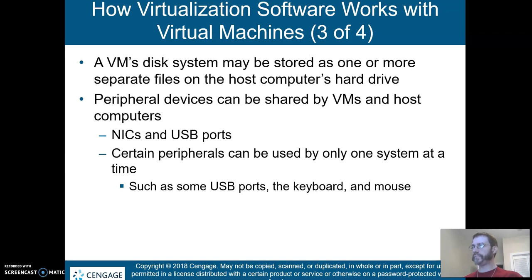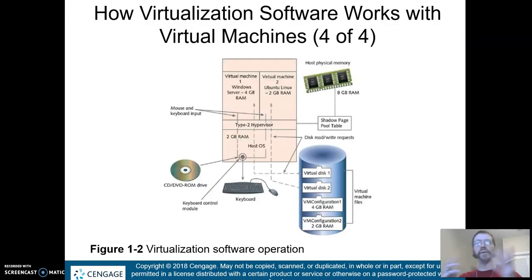So let's look at it graphically. We've got our physical hardware, the host physical memory. All of that is being broken up and tracked for the purposes of mapping virtual memory to physical memory in what we call a shadow page table. We've got our physical disk, and we've got virtual disks inside of that. We've got VM configuration files inside of that, and those tell the virtual machine how it's going to work. We've got our mouse and keyboard input going into both of them.